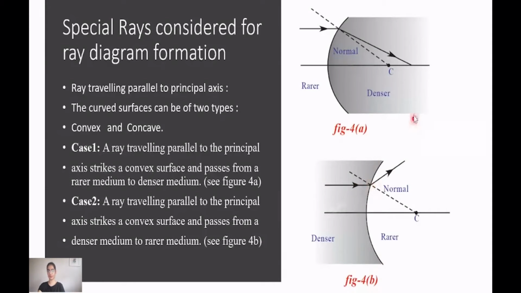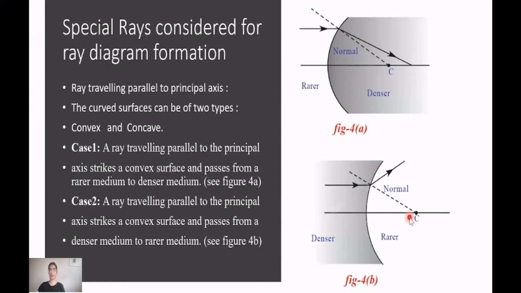If you see in this first one, you have rarer to denser medium, you have the ray traveling parallel to the principal axis. It bends towards the normal and it goes in a certain direction. Here the ray traveling parallel to the principal axis is from denser to rarer medium, so it is bending away from the normal. So you have two cases. A ray traveling parallel to principal axis strikes a convex surface and passes from rarer to denser medium. Second, a ray traveling parallel to principal axis strikes a convex surface and passes from a denser medium to a rarer medium. Let's take the cases of concave mirrors now.